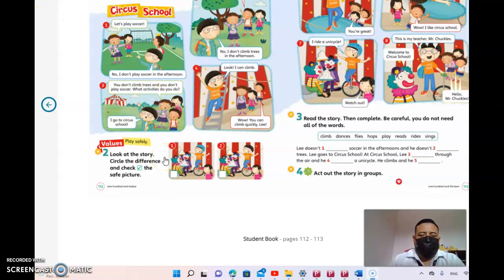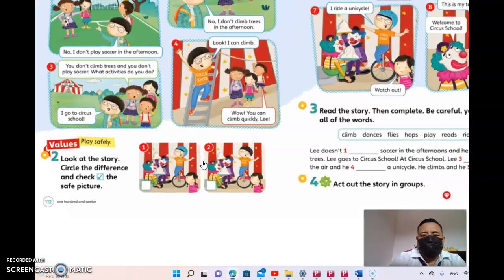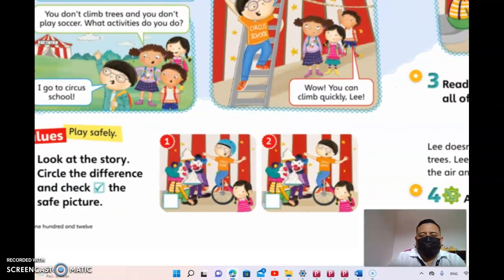Okay, we have to find the difference between the pictures. Déjame lo hago un poquito más grande. Ahí está. Which is the difference between these two pictures? ¿Cuál es la diferencia? And then we have to decide which one is being a safe picture or where they are trying to do the exercise safely. Donde lo están haciendo con seguridad. Okay. Tienen medidas de seguridad. 1 or 2, and remember, find the difference between the pictures.